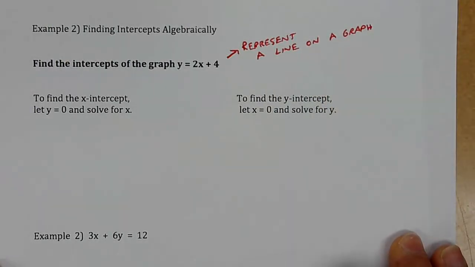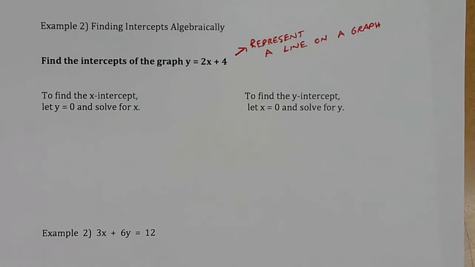This does represent a line on a graph. It represents it as an equation. So if that line were on a graph, it would cross the x and y axis. We're going to find those points without a graph. We're going to do it algebraically. So here's our first piece.